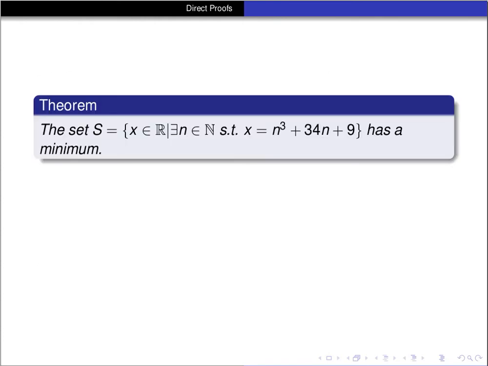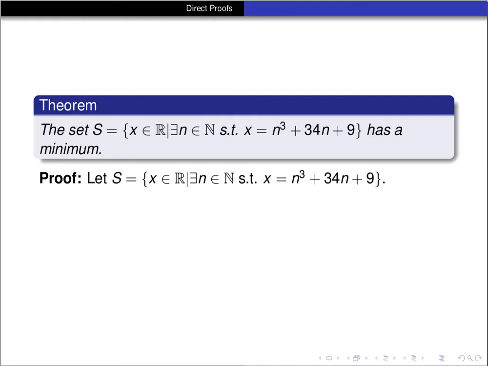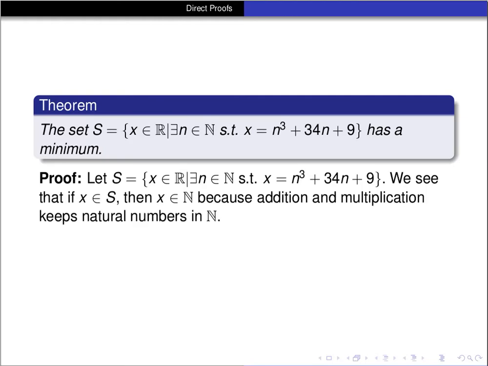So let's try applying one of those in a simple case. Let's prove this theorem: the set S that consists of all real numbers of the form n cubed plus 34n plus 9 for some natural number n has a minimum. So let S be that set. Notice that if x is an element of S, then x is actually going to be a natural number, because addition and multiplication keep natural numbers in N. So first we observe that S is a set of natural numbers, not just real numbers.